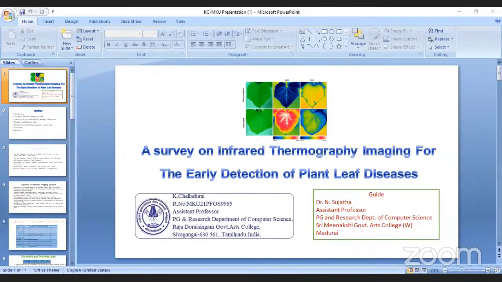Good afternoon to everyone. I am K. Chaladurai, doing part-time research under the guidance of Dr. N. Sujada, Assistant Professor, PG and Research Department of Computer Science, Sri Meenakshi Command Arts College, Madurai. First of all, I would like to thank the organizing committee members for this wonderful opportunity. The topic I am going to present today is a survey on infrared thermography imaging for the early detection of plant leaf disease. The outline of my talk is introduction, concept of thermal imaging process, literature on the thermography imaging techniques, materials and methods used, different types of thermal cameras and its uses, conclusion, and last one is references.